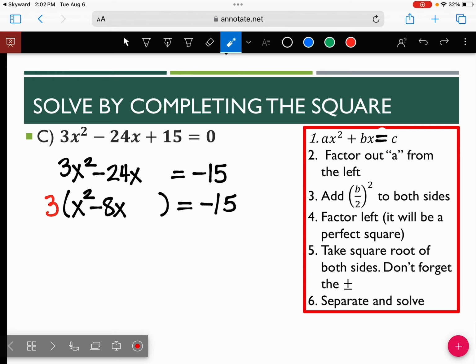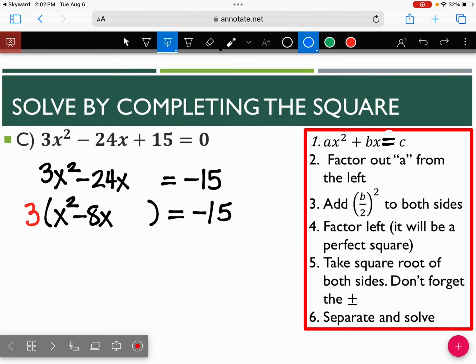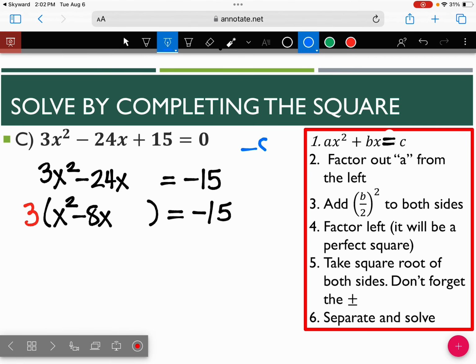Okay, so what is my B value now? Now that I took out the 3, what's my new B value? Negative 8. So you're going to take that negative 8, divide it by 2, and square it. So figure out what that number is. This is where it gets a little tricky though. It's positive 16.